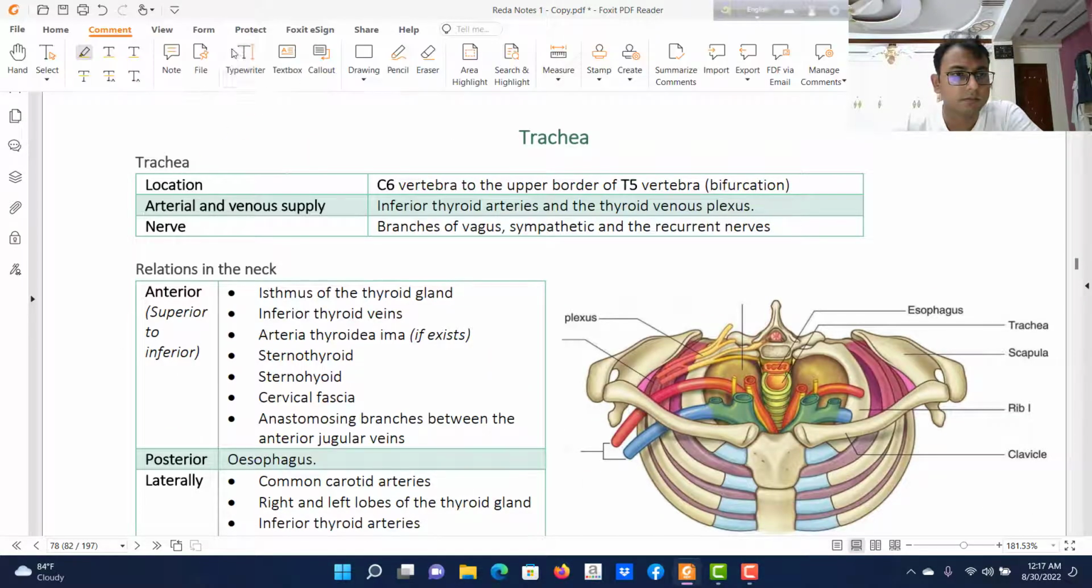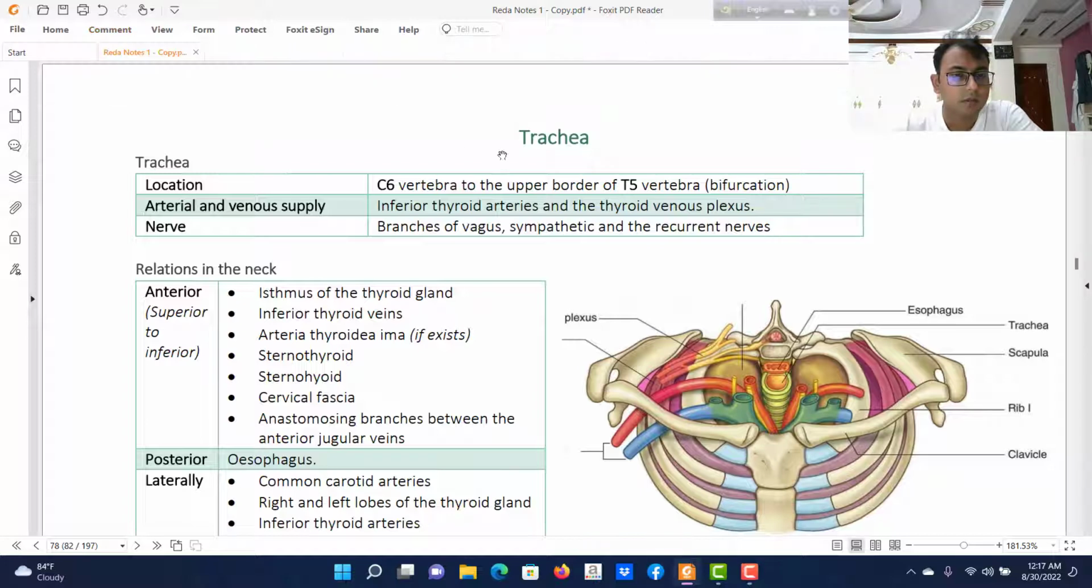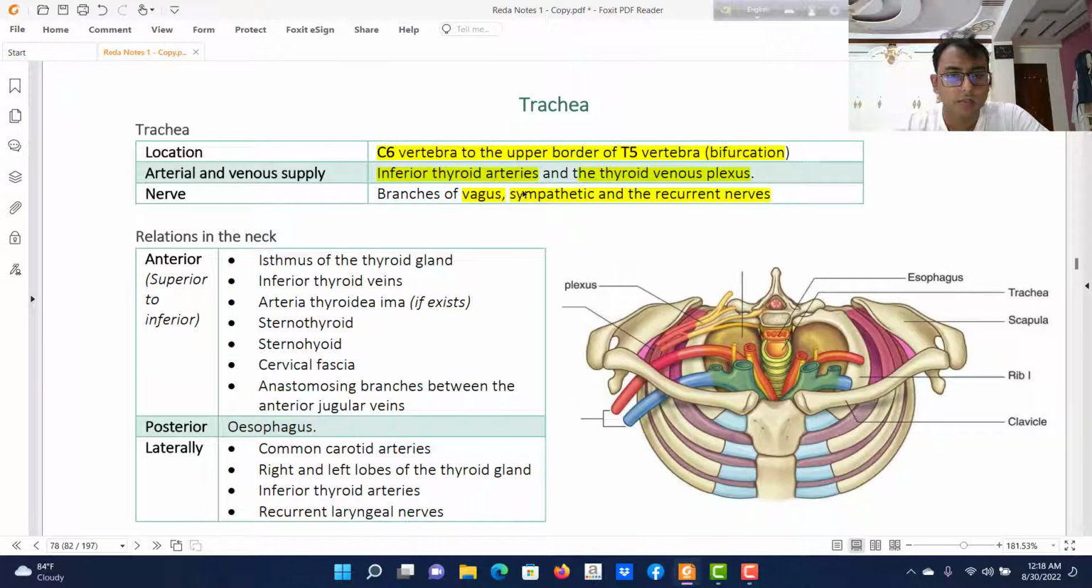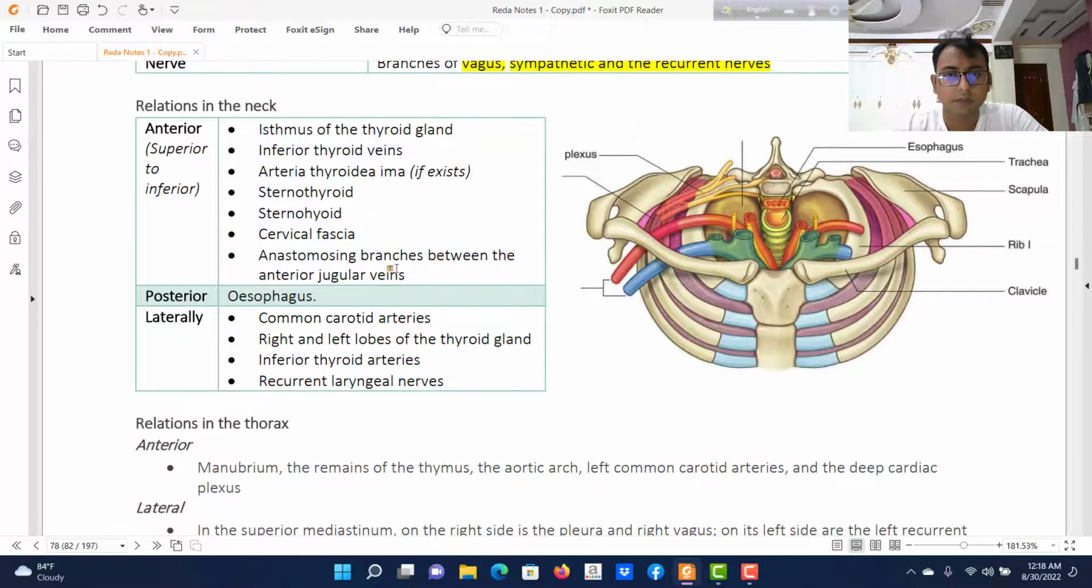Now the trachea. Trachea means respiratory tract. It starts from C6, the cervical 6 vertebra, to the T5 vertebra where it bifurcates. The arterial supply is from the inferior thyroid arteries, and venous drainage is to the thyroid venous plexus. Nerve supply is from the vagus, sympathetic, and recurrent laryngeal nerves. So you must understand this inferior thyroid artery, which supplies the trachea, which extends from C6 to T5.